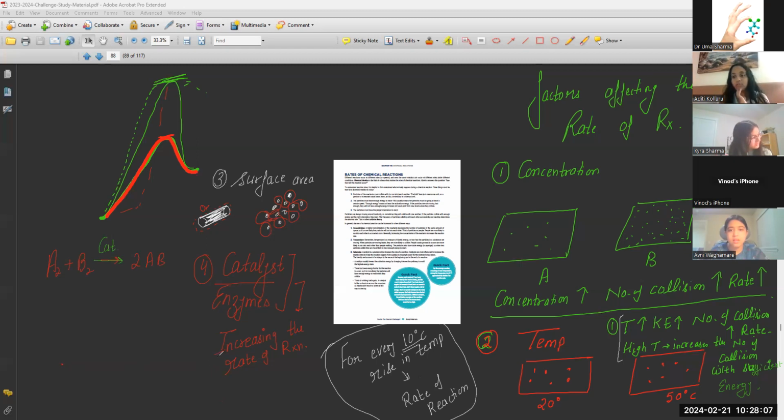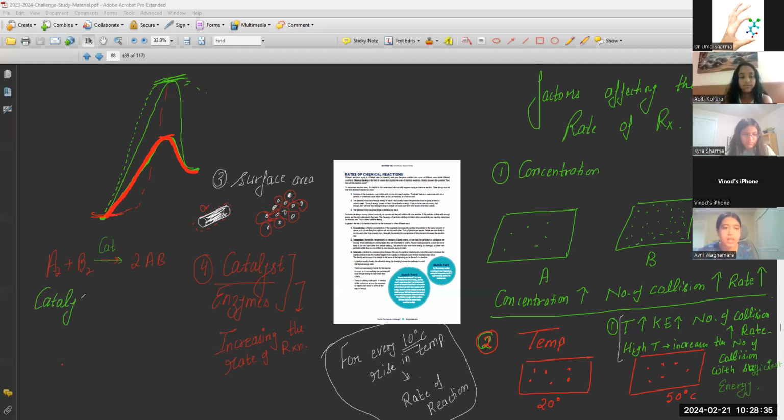What else? Yes, Aditi. Because this can have more molecules with sufficient amount of energy to cross the barrier, right? So you can say like this, a catalyst. So now let's write down the effect of the catalyst here. What can a catalyst do?